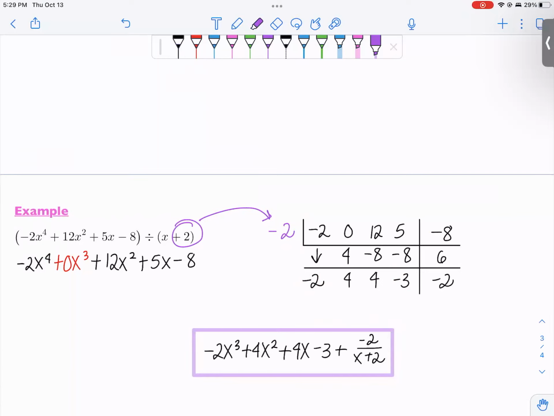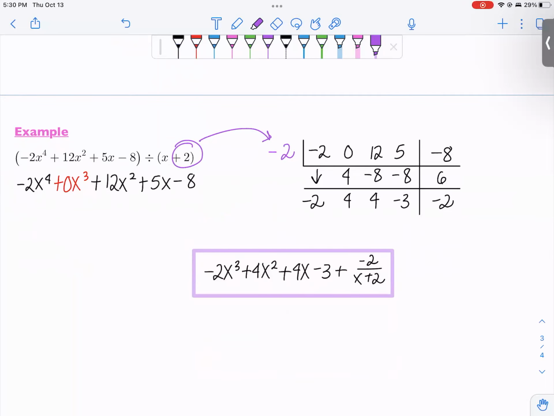Anyway, it's super cool. It's super, super cool. And this has a lot of really fun applications. And we're going to talk about them in the next video where we talk about the factor theorem. And then we'll talk about the remainder theorem. It's really cool.